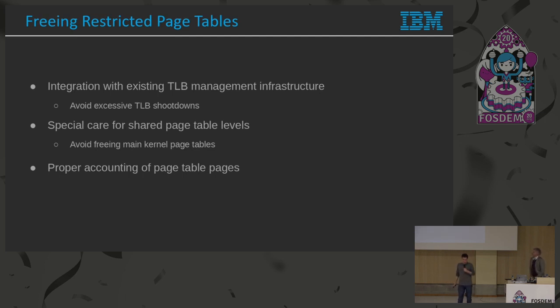Freeing the restricted page table is kind of a pain, because currently the code in the kernel that actually frees page tables is very tightly bound to the MM struct and to the assumption that kernel page tables are never freed. There is a lot of care that must be taken in freeing page tables to properly play with the TLBs and to avoid TLB shutdowns as much as possible. And there is a lot of work we're going to do in that area.